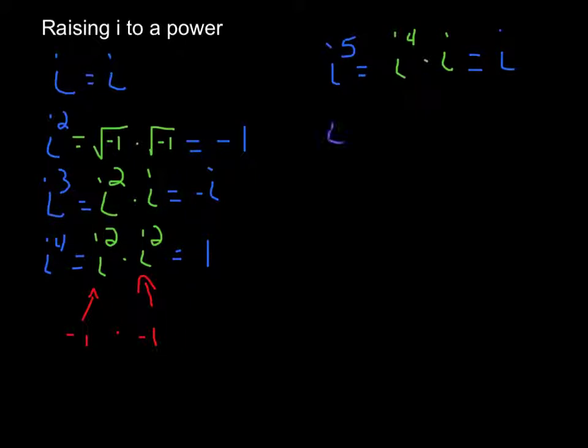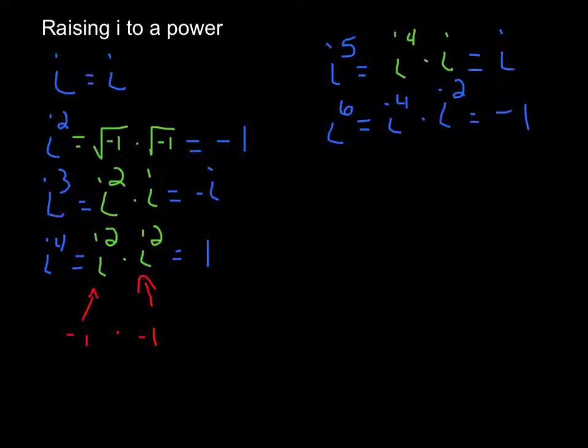Now we'll go on to the next one. We've got I to the sixth. And I to the sixth is the same thing as I to the fourth times I squared. And I to the fourth we know is 1. That's going to be a key component in all the ones that we're going to do. So now we've got 1 times I squared. And I squared is negative 1. So 1 times negative 1 would yield us an answer of negative 1.